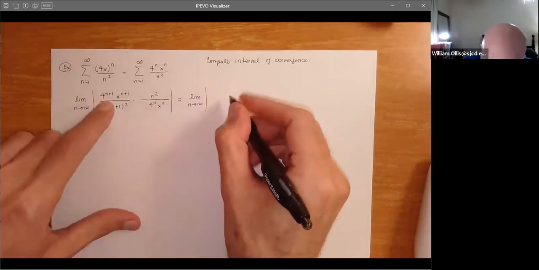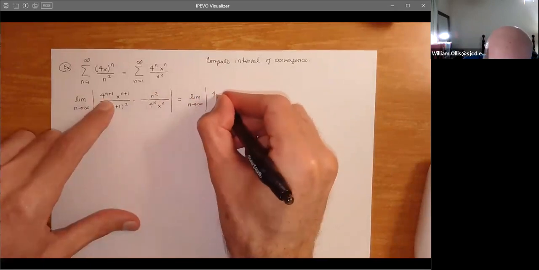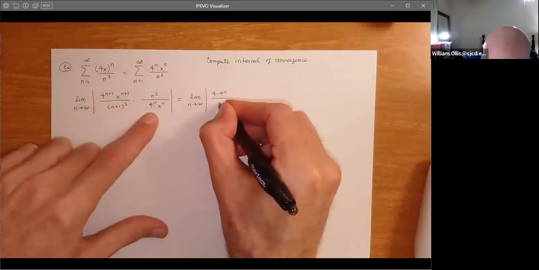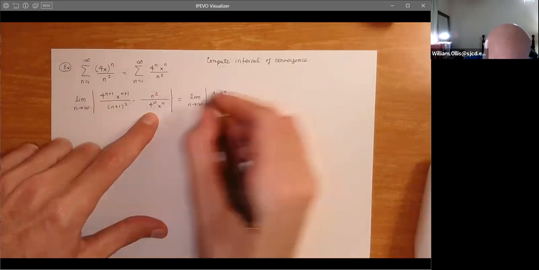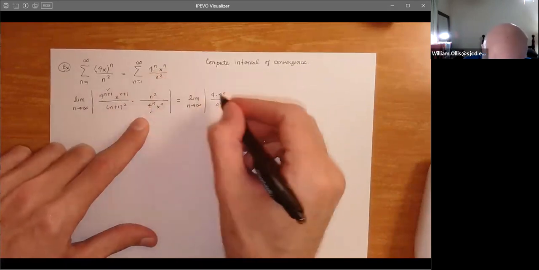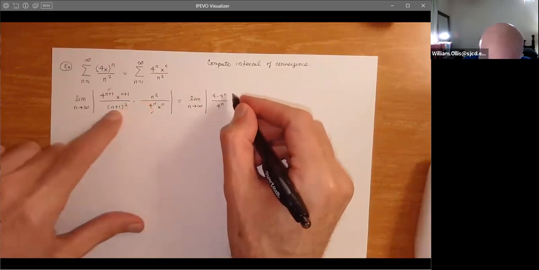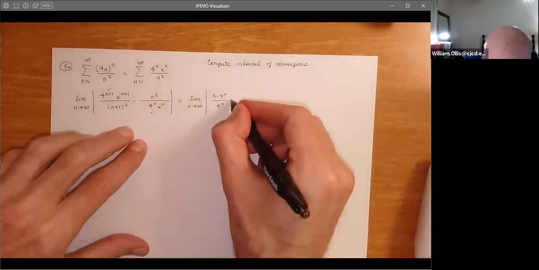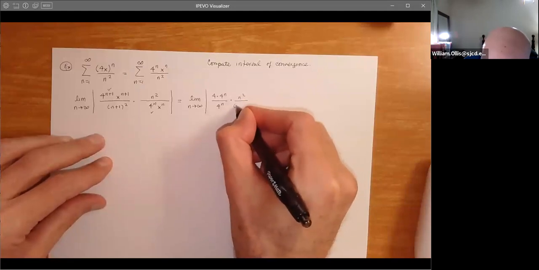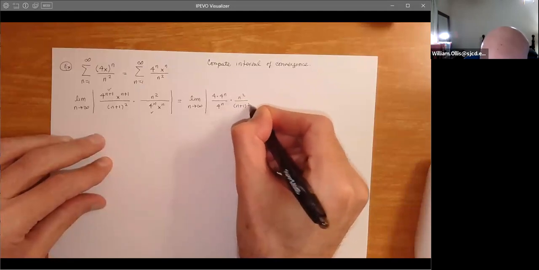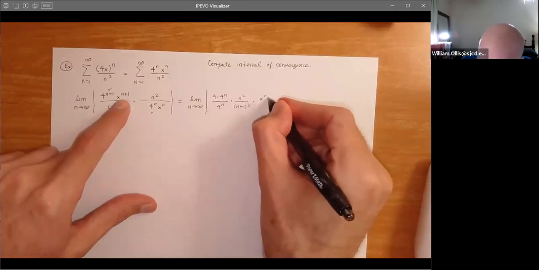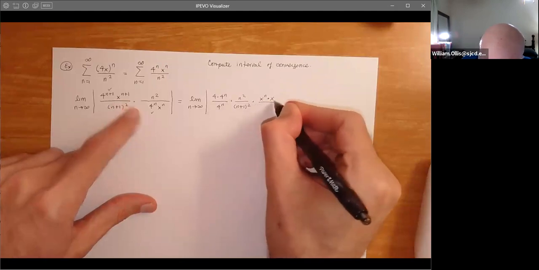So now if you see, we've got what? 4 times 4 to the n divided by 4 to the n. So we can just run through them and check them off. So these are taken care of. And then we have what? The n squared over n plus 1 squared. And then, of course, we have x to the n times x, and then x to the n.